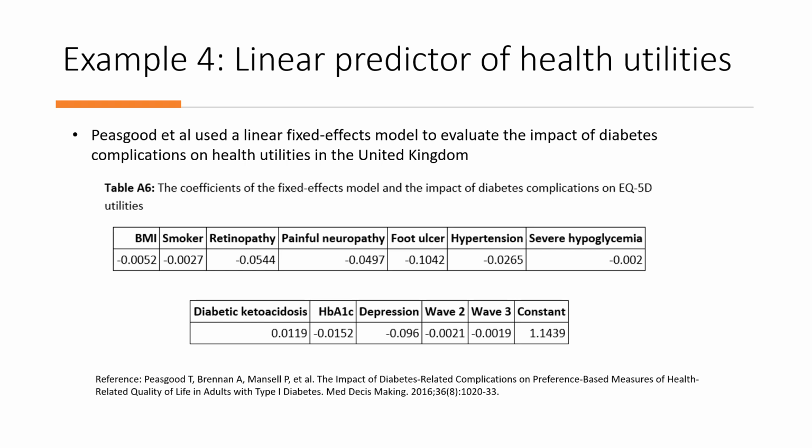Example 4. A United Kingdom study used a linear fixed effects model to evaluate the impact of diabetes complications on health utilities. The final EQ5D model included 12 explanatory variables. The article reported coefficients and the variance-covariance matrix of the linear fixed effects model in the main text and supplements, respectively.